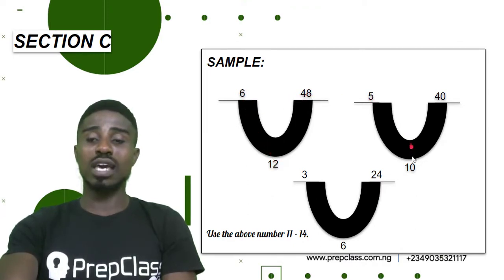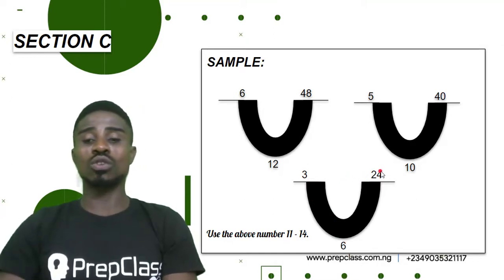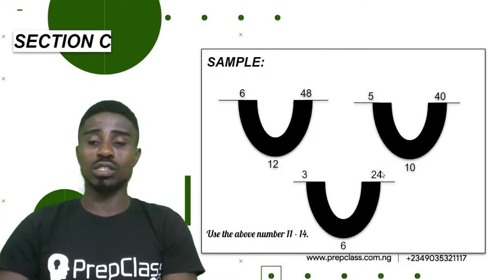5 times 2 is 10. 5 times 8 is 40. That's correct. 3 times 2 is 6. 3 times 8 is 24. So with this understanding, we'll be solving questions 11 to 14.